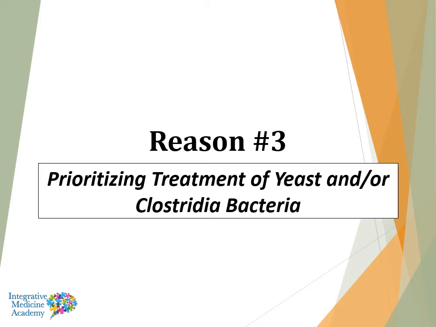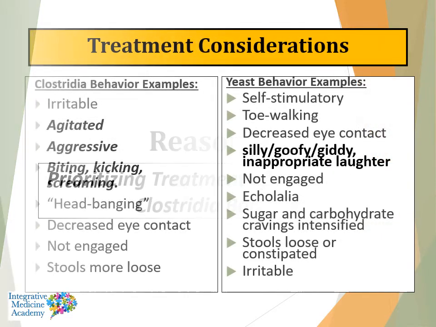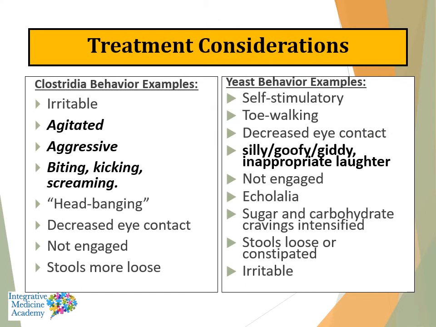Reason number 3 for the OAT is helping to prioritize intervention for yeast and/or Clostridia bacteria. When we look at behavioral issues often linked to these organisms, Clostridia bacteria can lead to aggression, biting, kicking, screaming in children, for example, attention problems, psychosis in extreme situations.